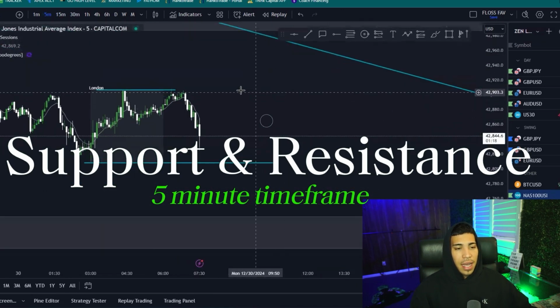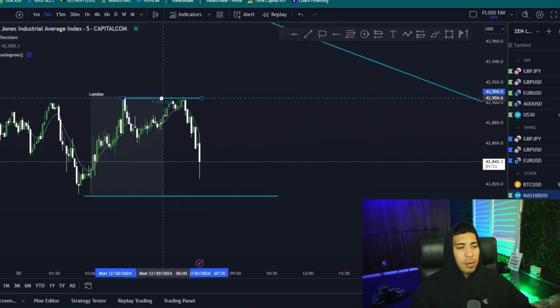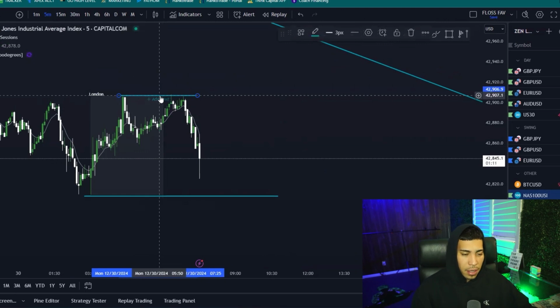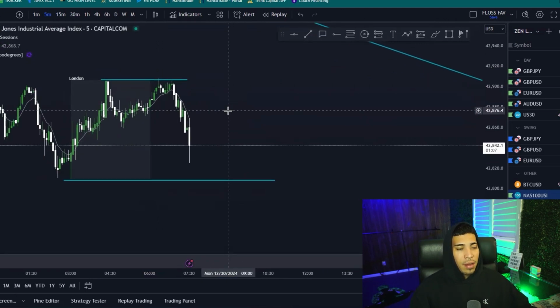So down here, we've barely broken above London high, pretty much creating just the equal top sitting right there. So coming down to the 5 minute time frame now, I only choose support and resistance that has at least two or more candles of a retracement.